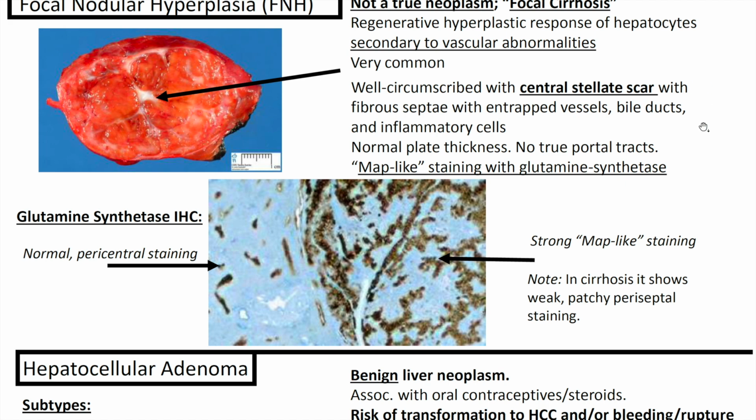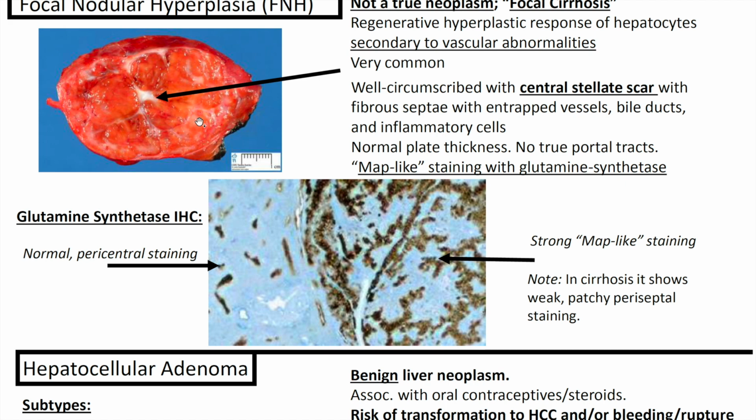All right, next up we've got focal nodular hyperplasia. So this is not a true neoplasm. You can think of it more as focal cirrhosis with regenerative hyperplastic response of the hepatocytes secondary to vascular abnormalities, and very common. Grossly, you can see this central stellate scar, which could pop up in the gross room, of course, more importantly, or you could see it on a test or something like that. But you're going to have this well circumscribed process with a central stellate scar with fibrous septae, with entrapped vessels, bile ducts, and inflammatory cells.